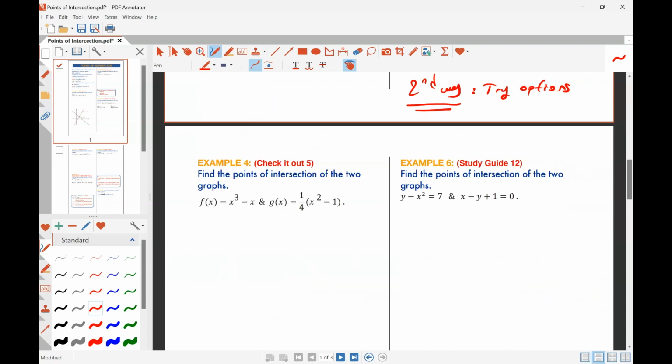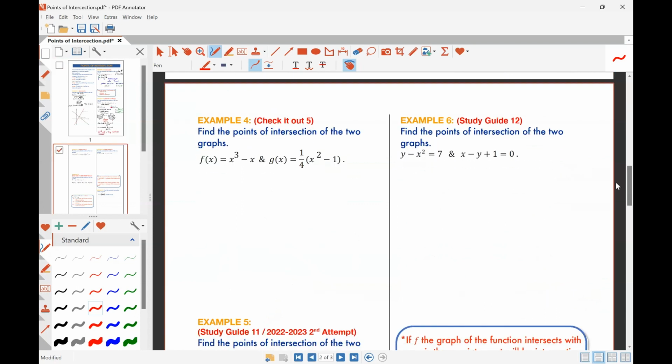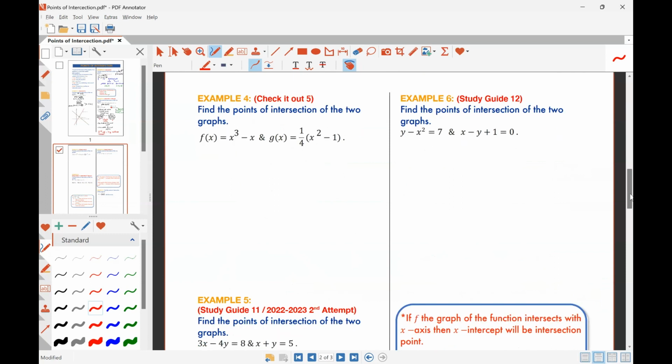All right, let's continue with check it out 5. This question requires some simplification and factorization methods. So equalize f to g. f of x is x cubed minus x, and g of x is 1 over 4 x squared minus 1. So let's bring 1 over 4 x squared minus 1 to the left. x cubed minus x minus 1 over 4 x squared minus 1 equals 0.